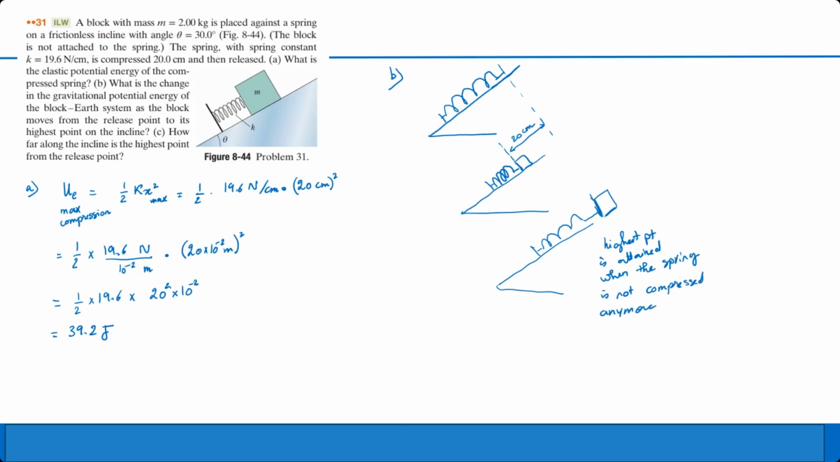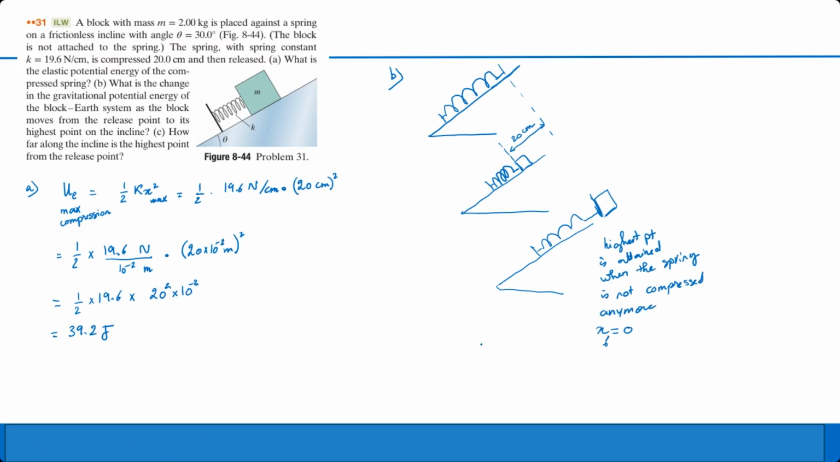Once it's back to its equilibrium length, the spring is relaxed, right? So I'm going to make use of that. It's not compressed anymore, so x is 0 here. I'll name this x final. And I will look for the change in the potential energy. This is actually going to be easy.